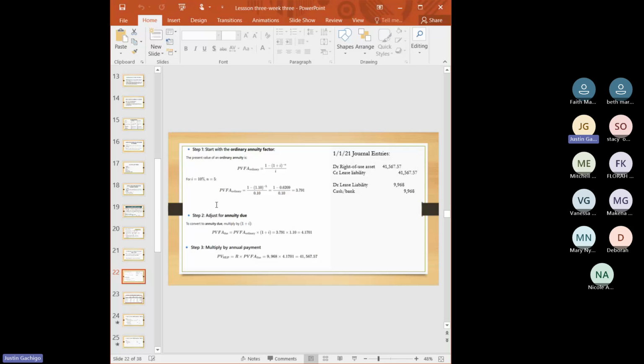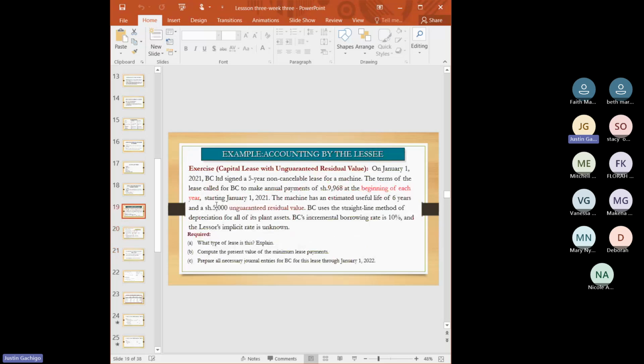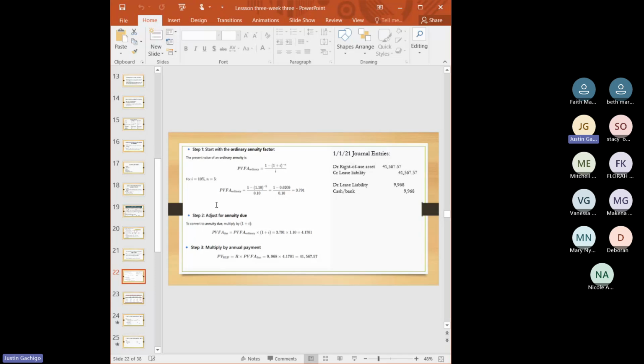What we do is that we get the present value of the ordinary annuity. We have 10% as the rate. So get that, and then you get the present value annuity for 5 years, which will be 3.79. Then you adjust it so that the payment happens at the beginning of the year. In that case, you normally add 1.